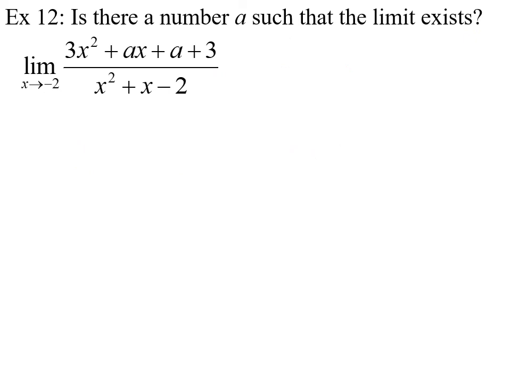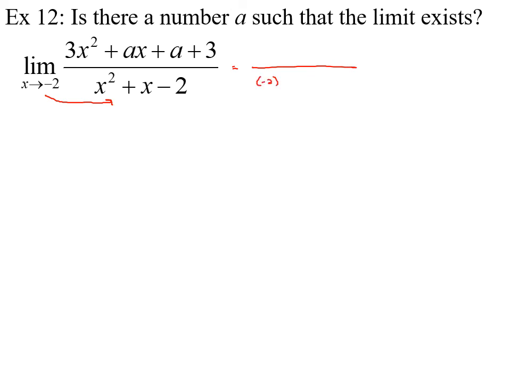All right, and last but not least, I want to do a thinking question with you. So this is going to wrap up our section 1.6. Can you tell me, is there a number a such that the following limit does exist? So you have the limit as x approaches negative 2 of 3x squared plus ax plus a plus 3 over x squared plus x minus 2. You'll notice that all of the a's are in the numerator, so we'll deal with that in a second. Since usually the first rule of thumb is to plug in your x value, what happens when you plug in negative 2 on the bottom?